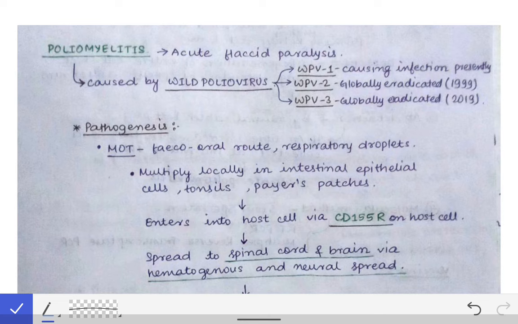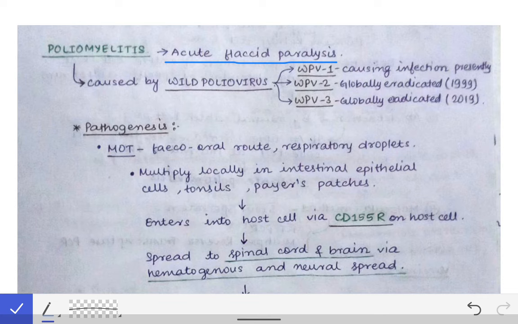Now we will read about poliomyelitis. Poliomyelitis is a condition which manifests as acute flaccid paralysis. So the manifestation of poliomyelitis is acute flaccid paralysis, and this is caused by which virus? Poliomyelitis is caused by the poliovirus.